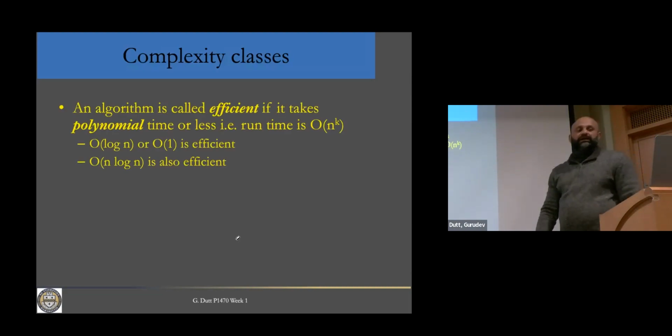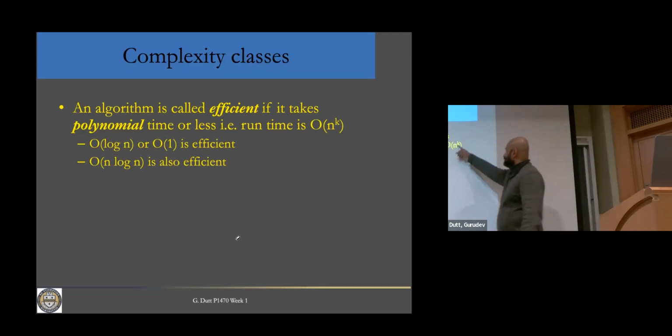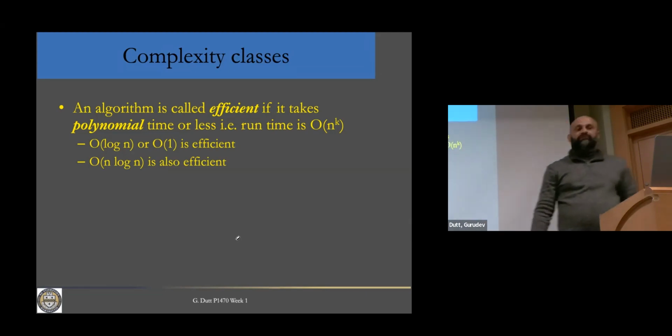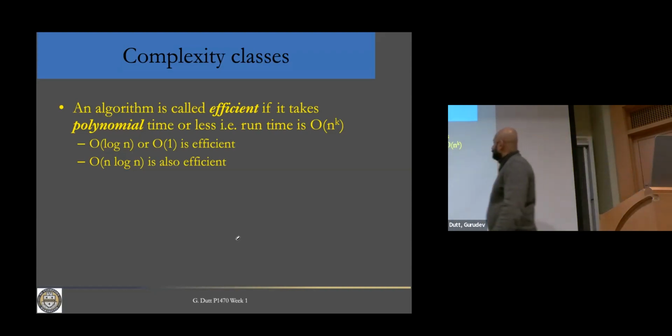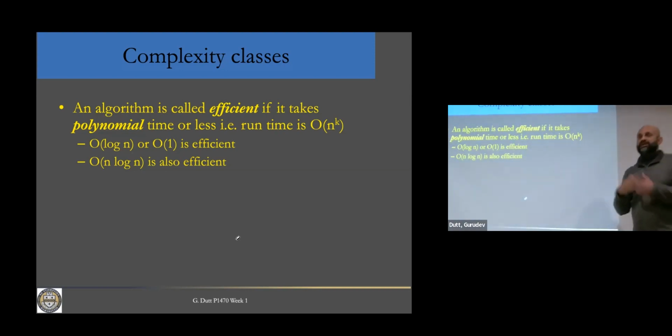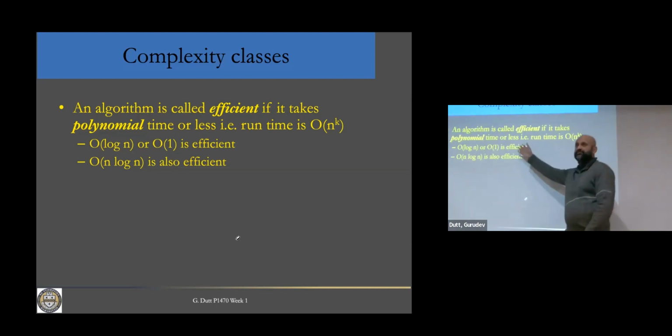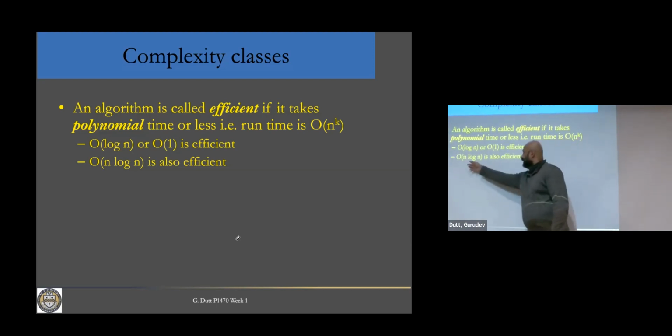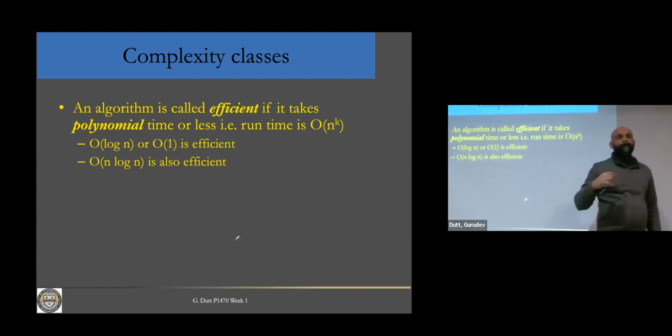Okay, so now I can tell you what a complexity class is. An algorithm is called efficient if it takes polynomial time or less. That is, if the runtime is big O of n to the power k. So anything which looks like n, even if it is say log n, which is obviously even sublinear as n becomes larger, is also efficient. Obviously, a constant runtime is very efficient, no matter the size of n. N log n is also efficient.